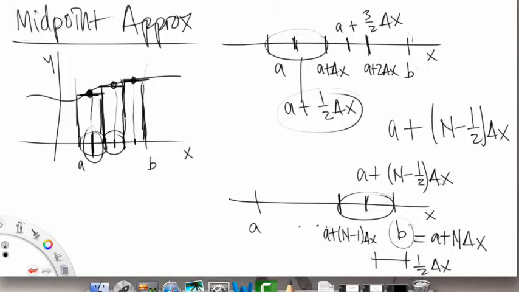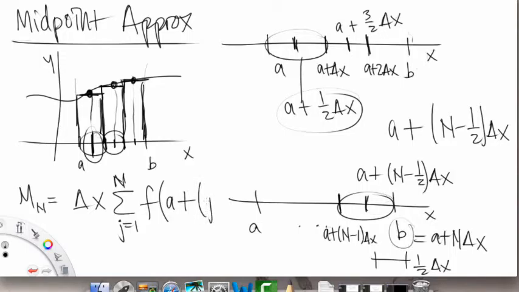Anyways, what the formula is going to look like for our midpoint approximation is the following. We have M sub n is equal to delta x, we still have that in there, and then our sum from j equals 1 up to n. It's set up in the front like a right endpoint approximation, but now we have something a little bit different. We have f of a plus, and now we have j minus 1/2 times delta x.